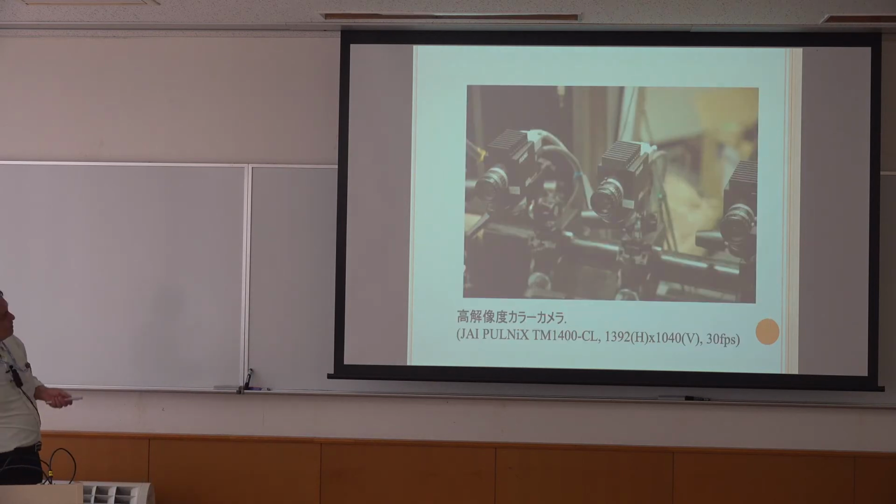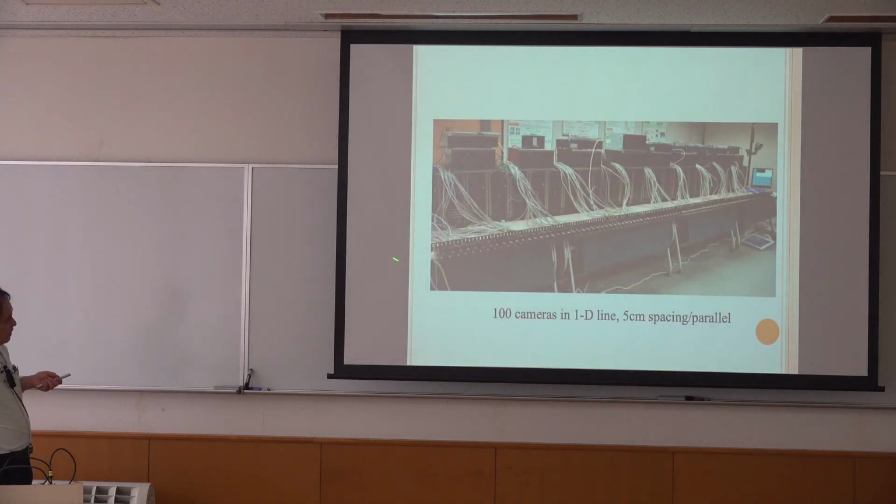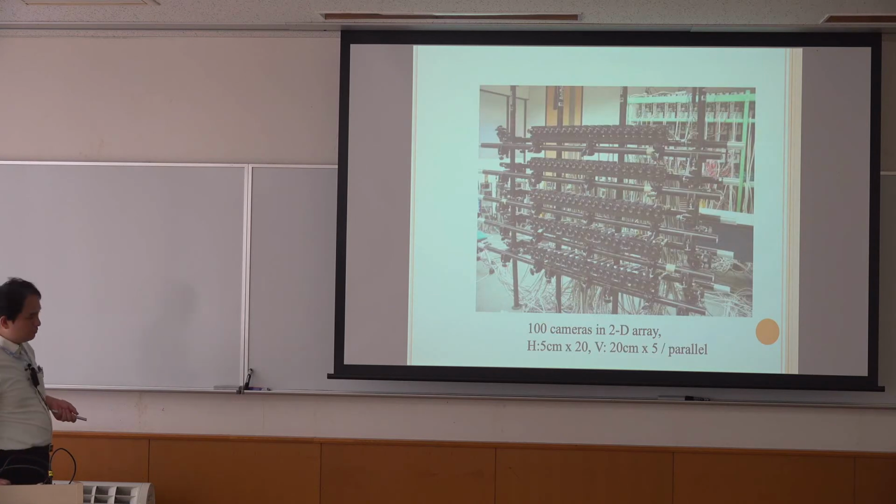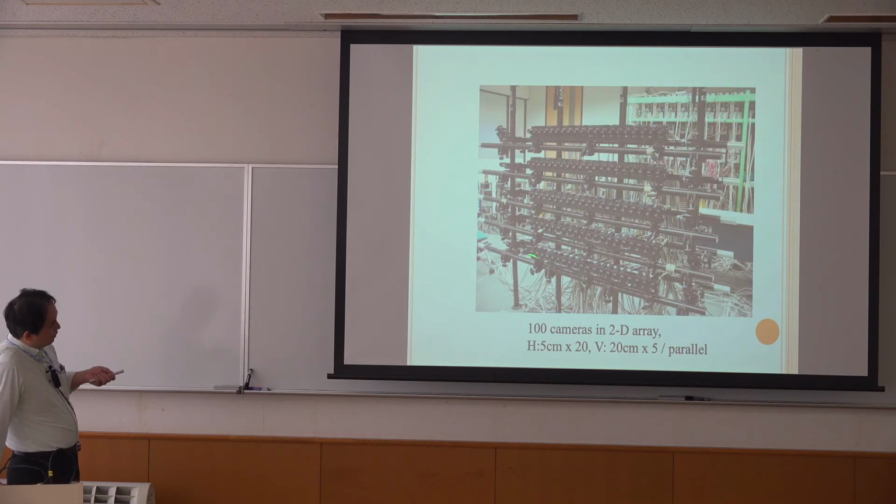The camera is like this, and we aligned the cameras in a 1D line. The distance between cameras was 5 centimeters, so the 100 cameras had a total 5 meter baseline. Or we arranged the 100 cameras in a 1D arc with a radius of 5 meters, convergent type. Or a 2D camera array, 20 cameras by 5 rows, a 100 camera system.